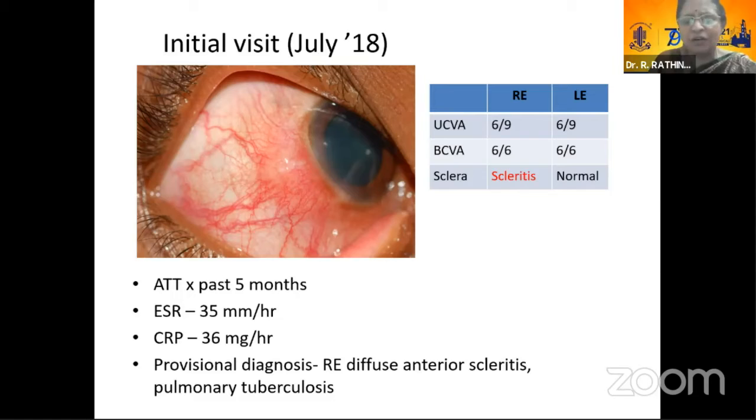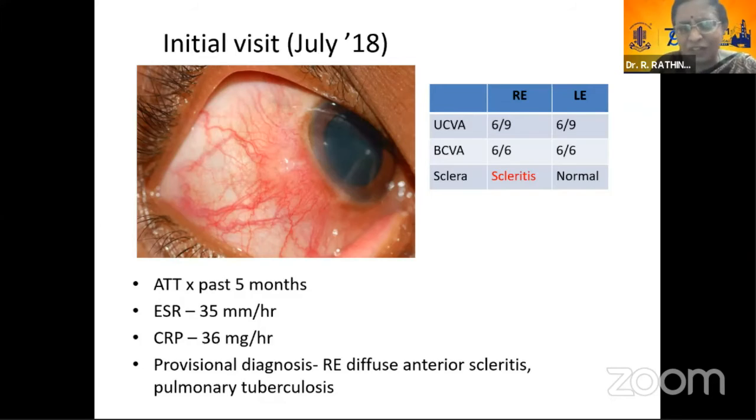He was on the first dose of ATT, 5 months. His ESR was 35 and CRP was 36. Provisional diagnosis: he was already receiving tuberculosis treatment, so we thought we were going to handle another case of tubercular scleritis. Unfortunately, I followed him up for months and it was not resolving.